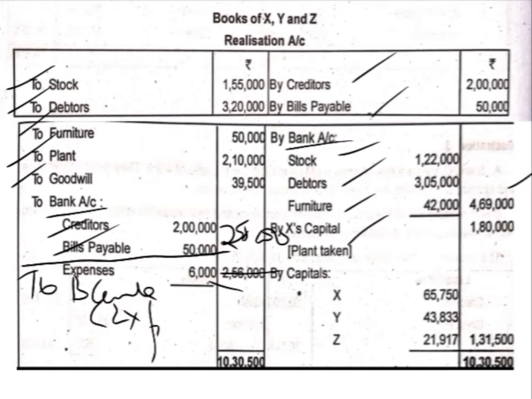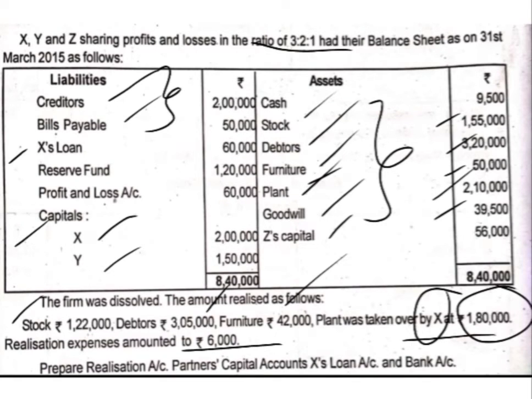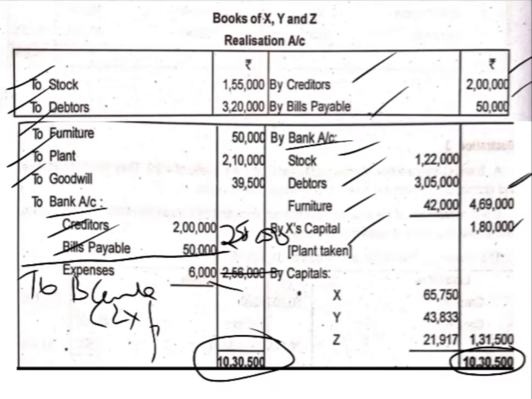After this we are going to close the realization account. Here we have the debit side more when compared to the credit side. The same total will be written here. When you deduct these credit balances, you have a balancing figure of 1,31,500, which represents realization loss. So this will be transferred to all partners' capital accounts in the profit sharing ratio. It is given that they were sharing the profits and losses in the ratio of 3:2:1. So for the first partner 65,750, second partner 43,833, third partner 21,917. Okay, the first step is completed.